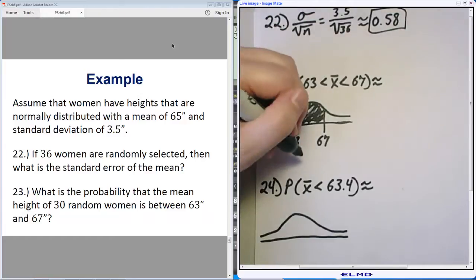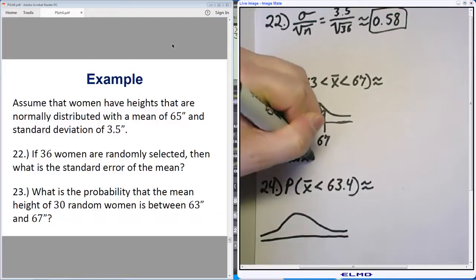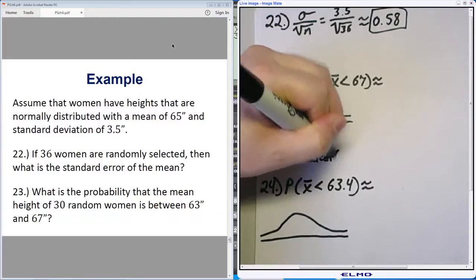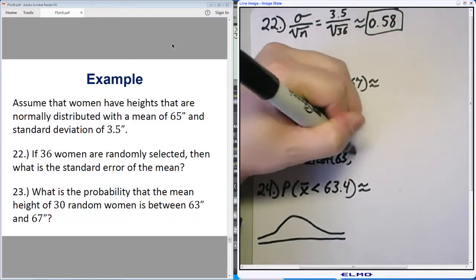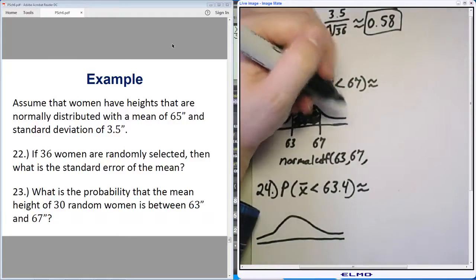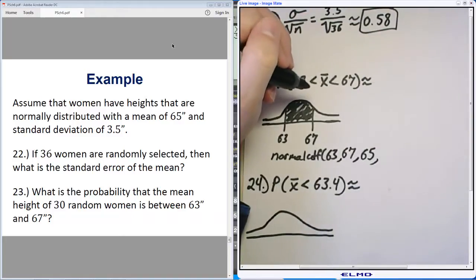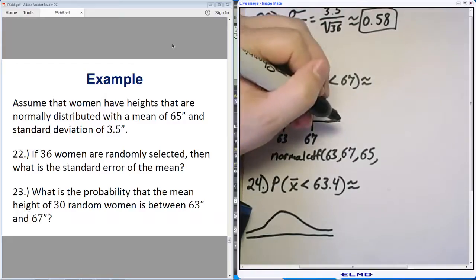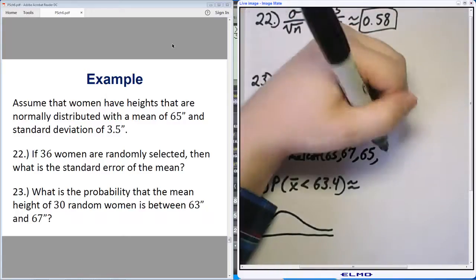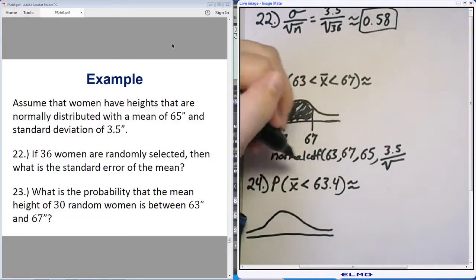Now for the syntax. We're going to use normal CDF. Start with the lower number, then the upper number, then the mean, 65. And lastly, since this is a sampling distribution, we need to put in the standard error of the mean. So standard deviation is 3.5 divided by the square root of the sample size. For number 23, our sample size is 30.